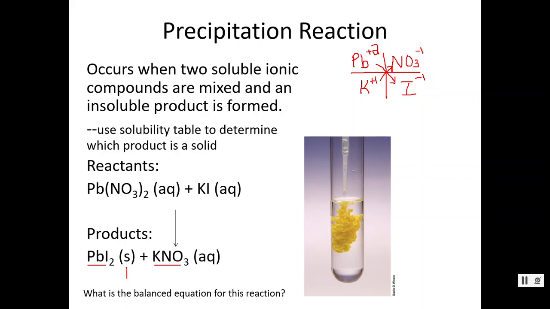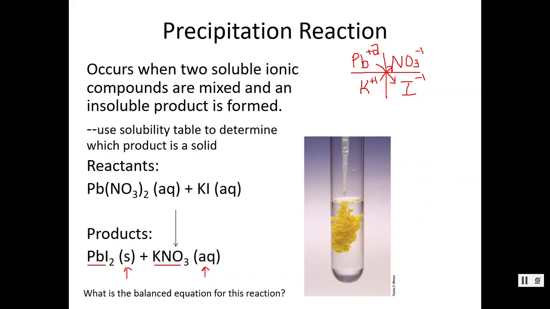The states are determined by using the solubility rules and looking to see where that molecule falls on those solubility rules. We said that lead(II) iodide is one of those exceptions for iodides. It is insoluble. Potassium nitrate, all nitrates are soluble according to the solubility rules, which you will have for the exam. Things that are soluble are (aq) or aqueous. Species that are insoluble are (s) or solid. And so now the only thing that's left to do with this reaction is to balance it.